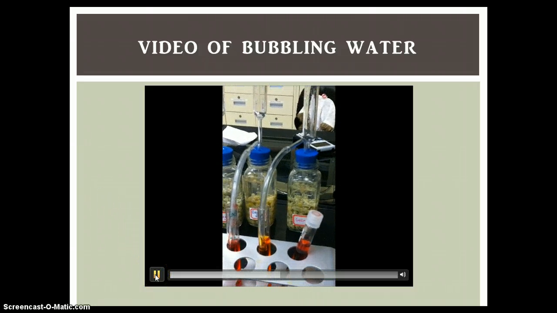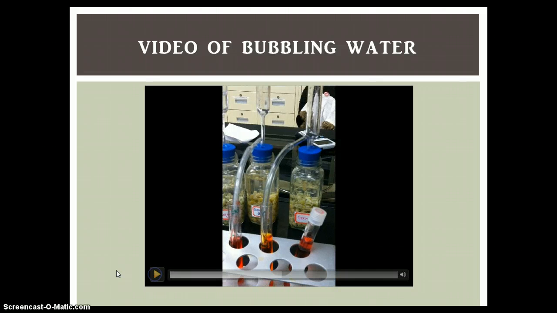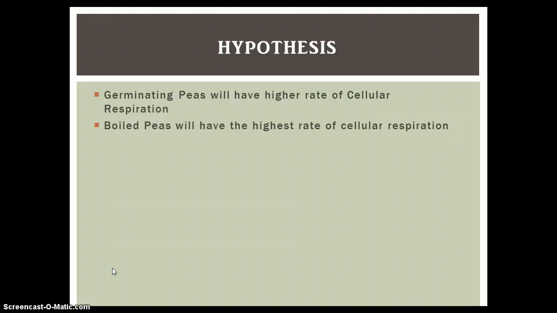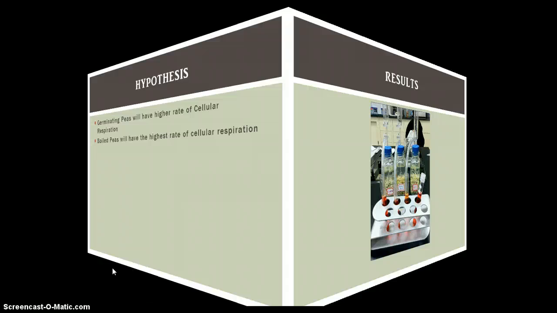Basically, we did that for all 3 tubes. And before doing this, we had 2 hypotheses. Our first hypothesis was that germinating peas will have the higher rate of cellular respiration. And then when we were preparing for the boiled peas, we decided that the boiled peas will have the highest rate of cellular respiration. So let's go to our next slide and discover our results.